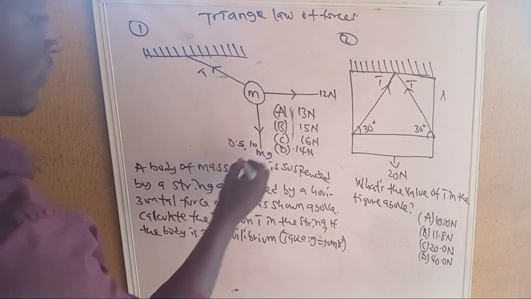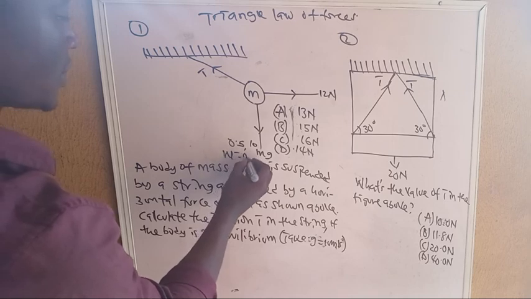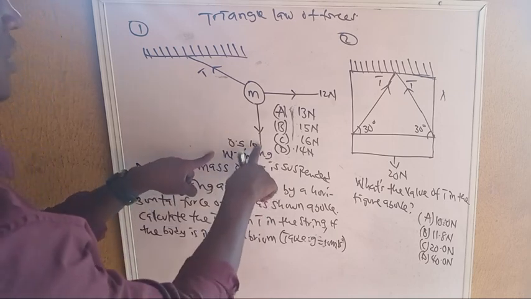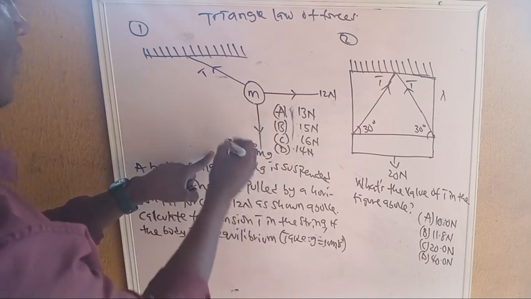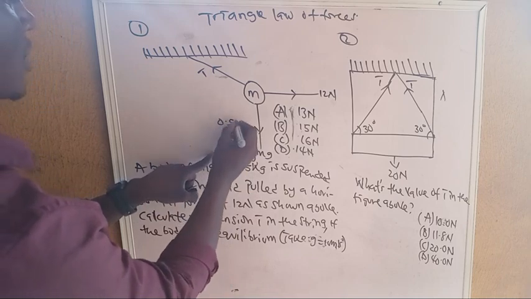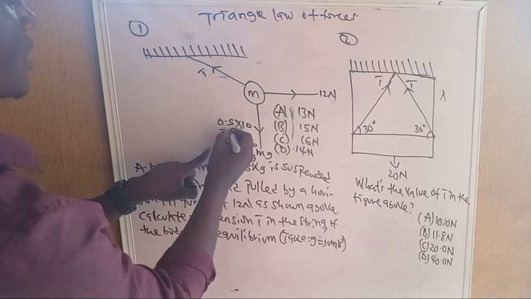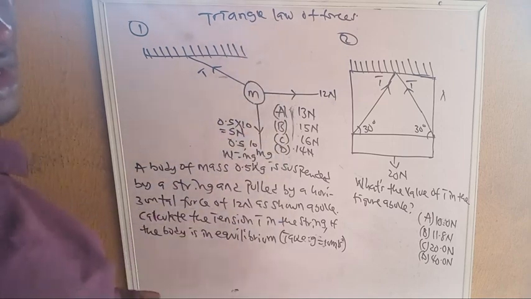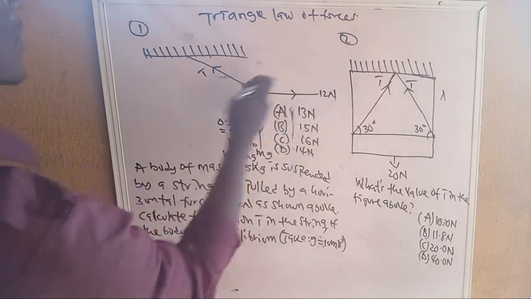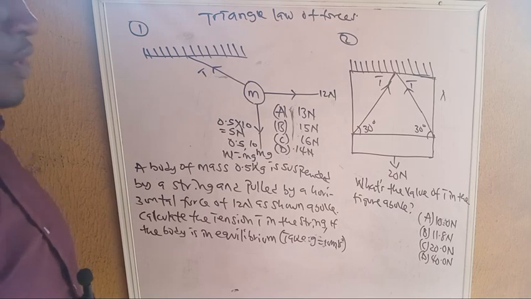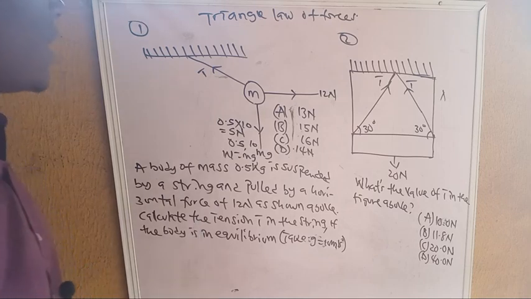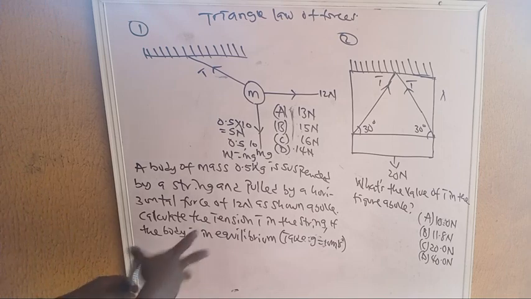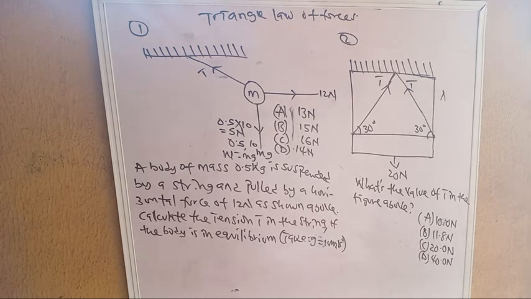So mg, to find the weight W, of course, weight is equal to mg. We all know that. So the weight acting downward is going to give us 0.5 multiplied by 10, which is 5 Newton. That means a weight of 5 Newton is acting downward. A force of 12 Newton is here, then your tension T is going this way. Right, cool. So now to resolve that, it's actually very simple. We have seen the question already, so I'm going to erase this part so that I can solve it.